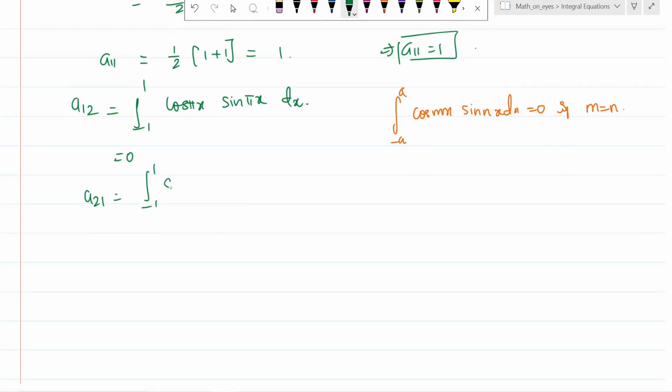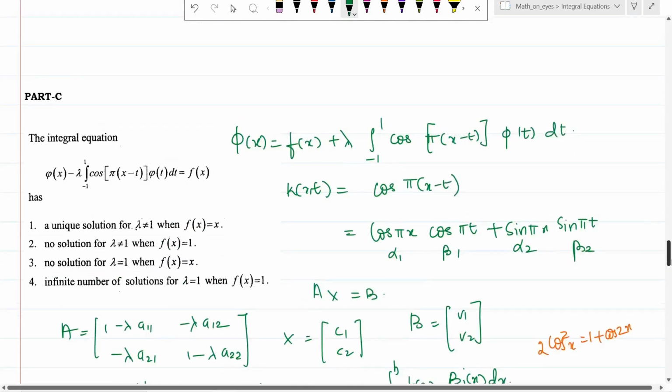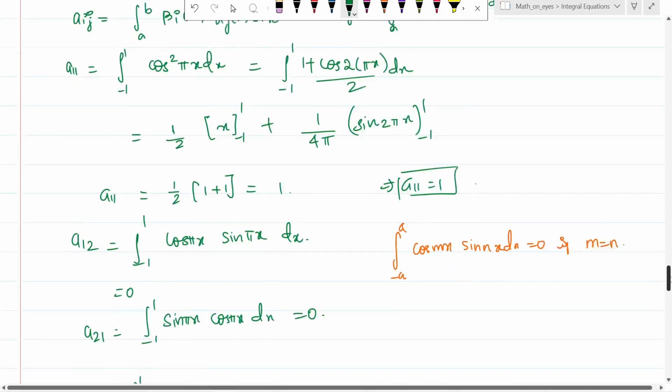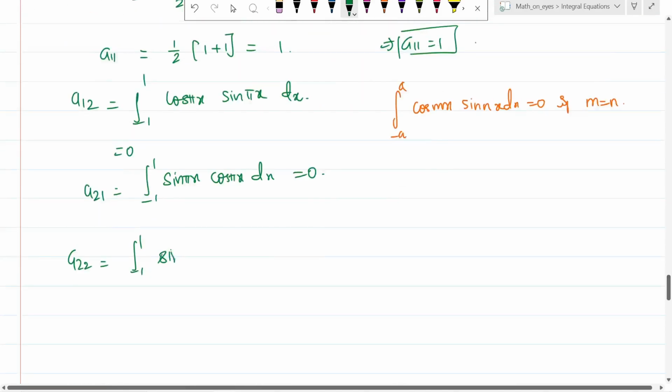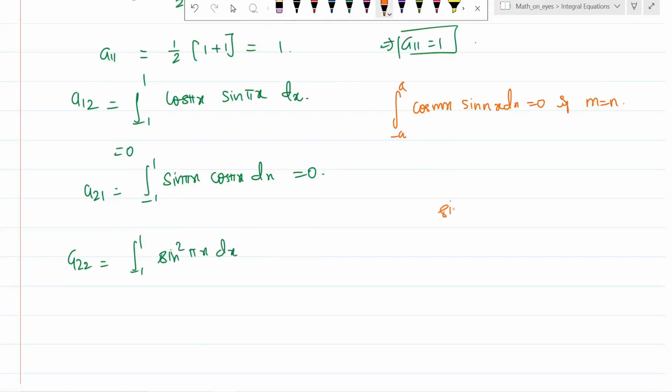So we get the same thing, integral sin pi x cos pi x dx, which is equal to 0 again, and a22 which is equal to integral from minus 1 to 1 of sin pi x times sin pi x, beta 2 with alpha 2. So we get sin squared pi x dx. As we know by the formula, 2 sin squared pi x is equal to 1 minus cos 2 pi x.